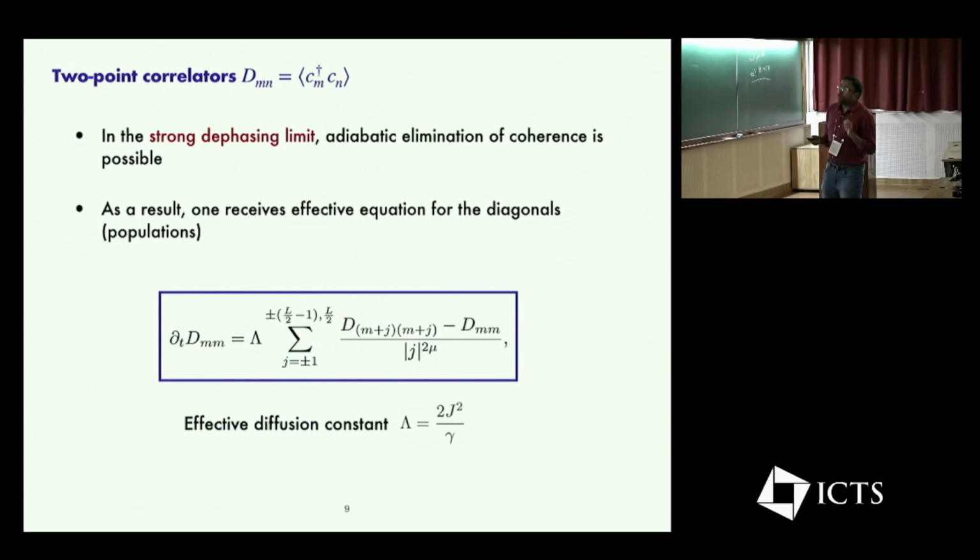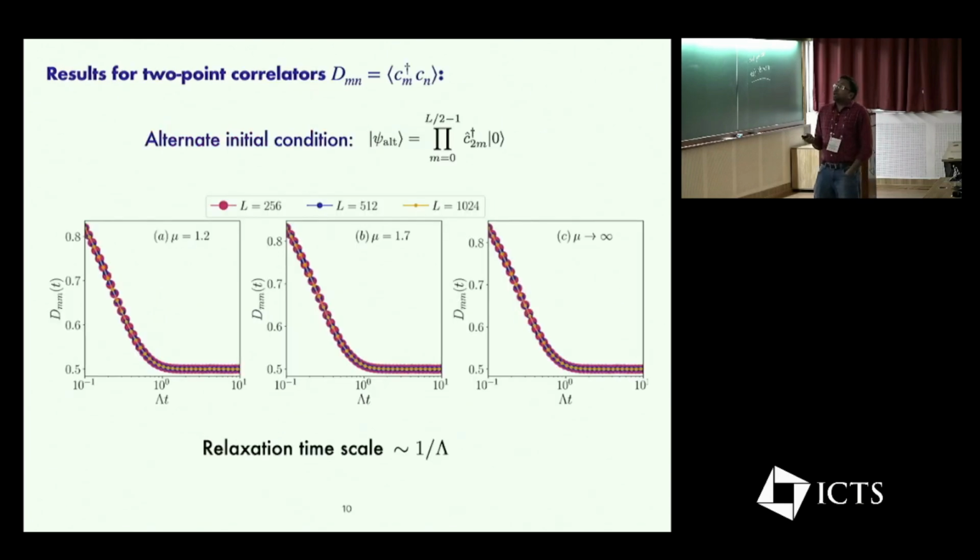At the level of the 2-point correlator, with strong dephasing, you can show that for short range it becomes a diffusion equation on a lattice. And if you have long range, it becomes a fractional diffusion equation with an effective diffusion constant given by 2j squared by gamma. We simulate starting with an alternate initial state, and you can see that the 2-point correlator, or local observables, relax very quickly. The relaxation rate doesn't depend on system size, so it relaxes pretty fast.